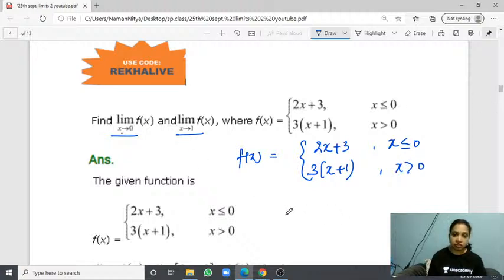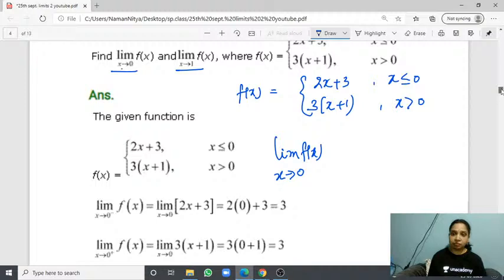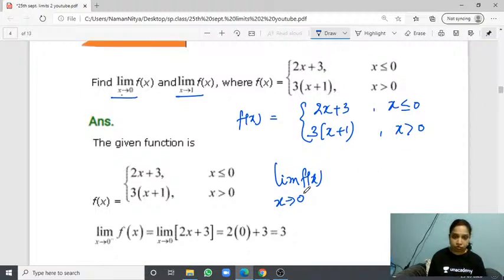So when I'm calculating limit f of x, x tends to 0, which function should I use? Obviously, I have to use left hand limit and right hand limit both. So for 0 minus, I have to use the first function, 2x plus 3. Let me just write it down again. This is equal to limit x tends to 0 minus, in place of f of x I'll write 2x plus 3. If I put direct substitution, this will be 3.